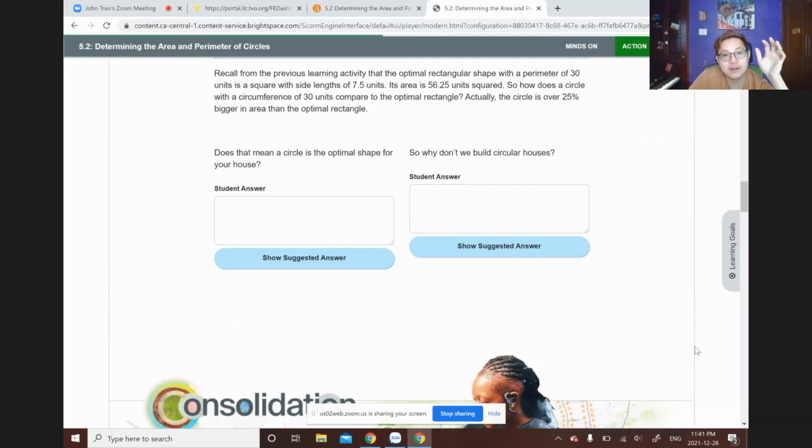If a circle has a circumference of 30 units, you can get the radius due to the formula. So from that, you can calculate the area. Just try it, you will see it. Don't just look at the suggested answer yet. Just try to do it.